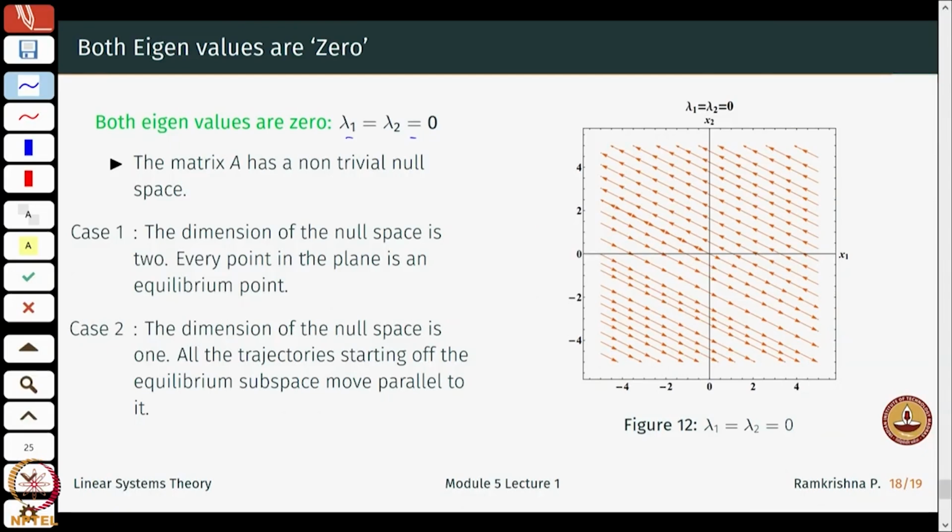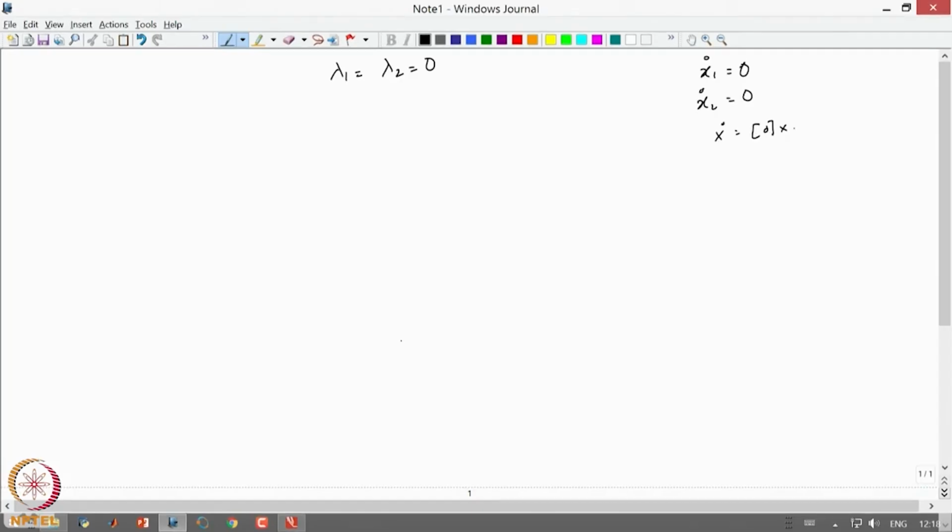This would correspond to the case when the null space is of dimension 2, and not only that, every point in the plane will correspond to an equilibrium point. So, this case is okay. It may not be too interesting for us to look at the phase plane, but what is interesting is the case when both eigenvalues are 0 and the dimension of the null space is 1. How does that happen?